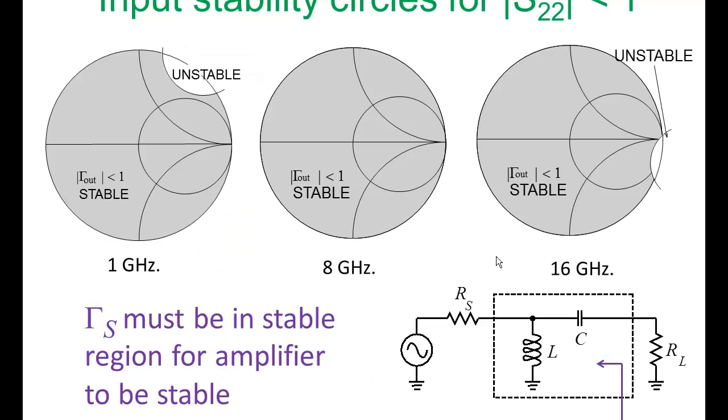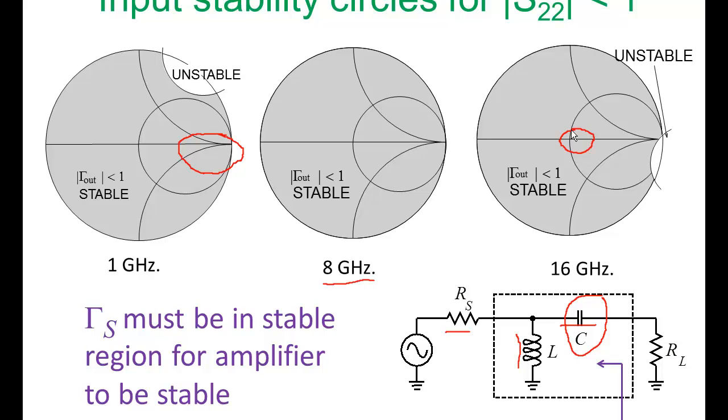Again, this matching network must be stable, so let's do a quick check on what gamma S is. We're looking into the input matching network from our active device. At low frequencies, this capacitor will be an open circuit, so we're going to be in this region. At 8 gigahertz, well, we don't really care what's going on. At 16 gigahertz, the capacitor will be a short circuit. This will tend to be an open circuit. We'll just see this resistance RS, and we'll be in this region.